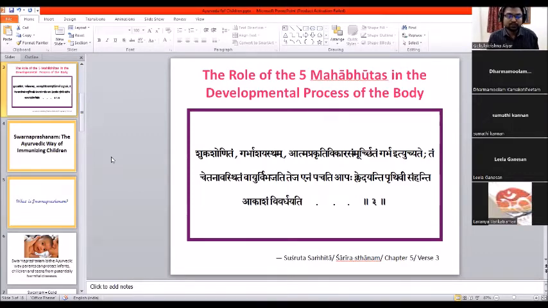Shukram cha, Shonitam cha, Shukra Shonitam, and Garbhashayastham. So the word Garbhashaya means the female uterus. The word Stha means Garbhashaye tishthati iti Garbhashayastha. Something that is situated within the female uterus is Garbhashayastha. And then Atma Prakritivikara Sammurchitam. Atma is the Jivatma or the living soul, the soul which is the living entity. And then Prakriti Vikara, the word Sammurchita means the combination.